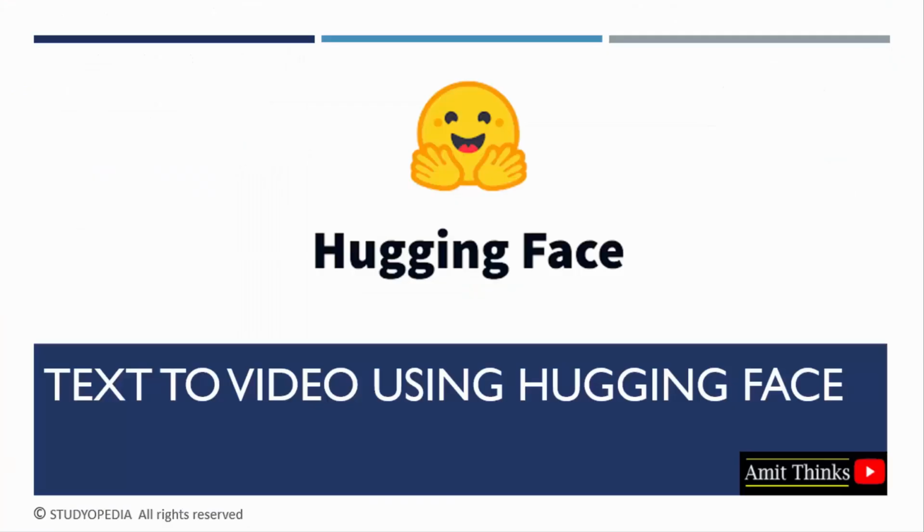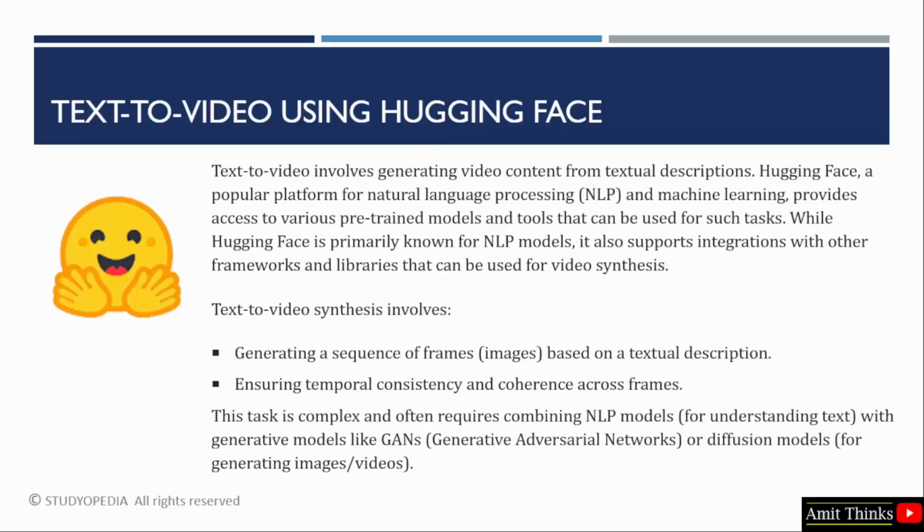In this lesson we will understand how to perform text to video using Hugging Face. This is called text to video synthesis. We will understand what it is and we will also run a sample example. So let us start. Text to video includes generating video from textual descriptions, like typing a text and generating a video. Like we saw in the previous lesson, text to image, we typed a text and generated an image. In this case we will generate a video.